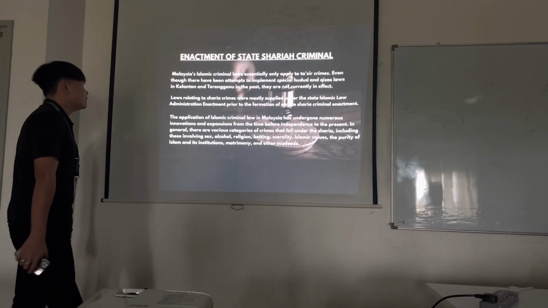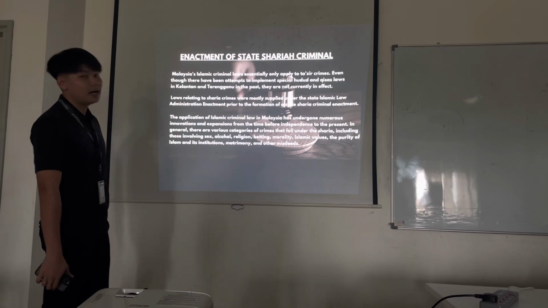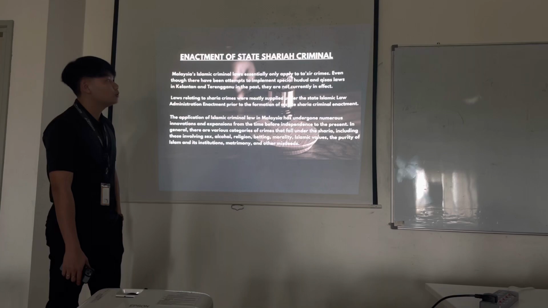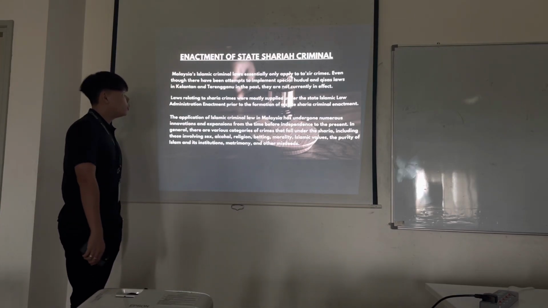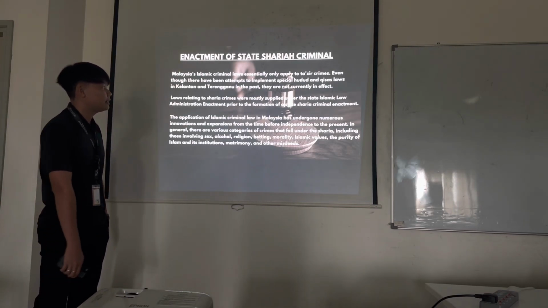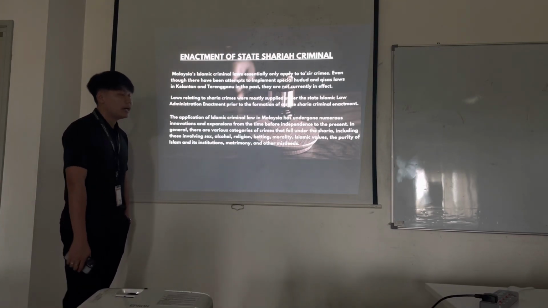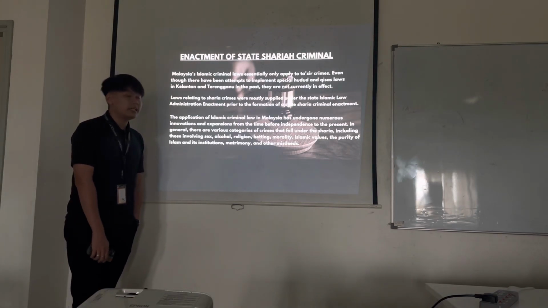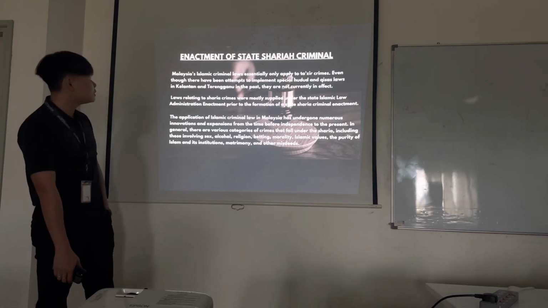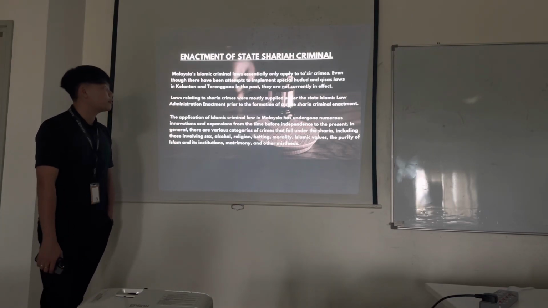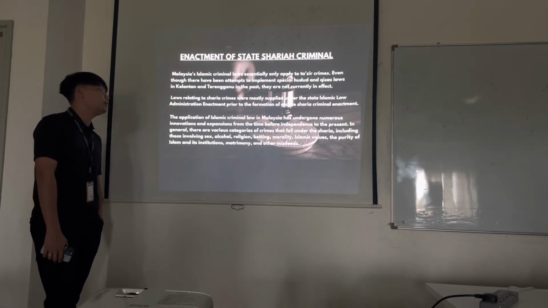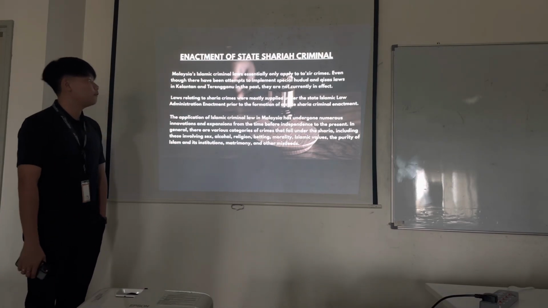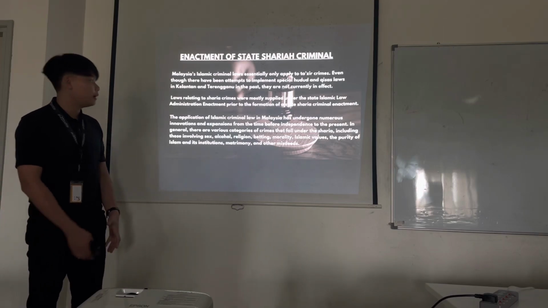So the next one is enactment of state Sharia criminal. Malaysian Islamic criminal law essentially only applies to Sharia crime, even though there have been attempts to implement special hudud and qisas law in Kelantan and Terengganu in the past. They are not currently in effect. The next one is that laws relating to Sharia crime were mostly supplied under the state Islamic law administration enactment prior to the formation of the state Sharia criminal enactment.